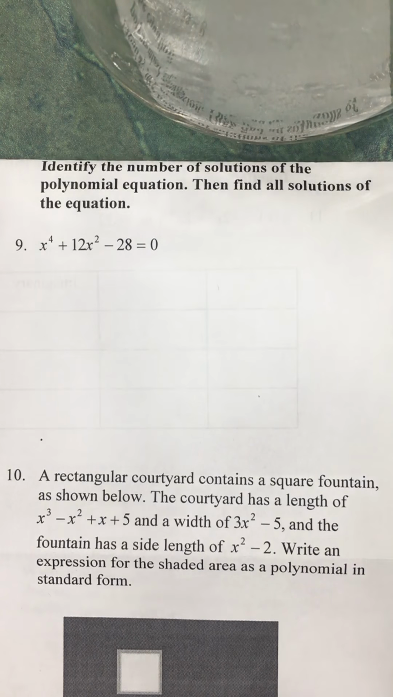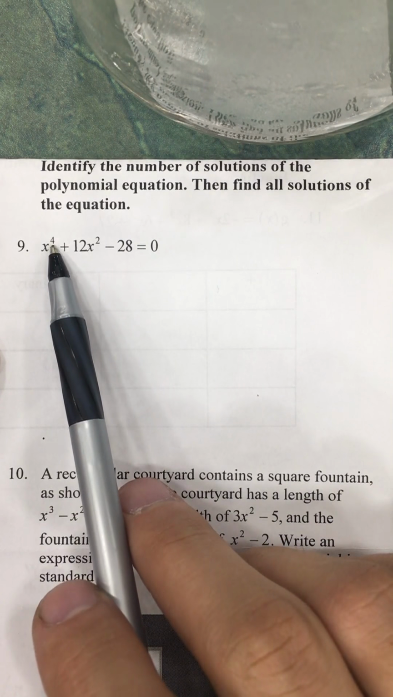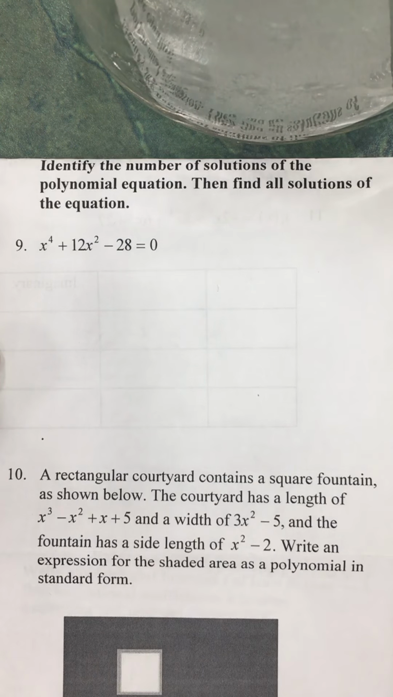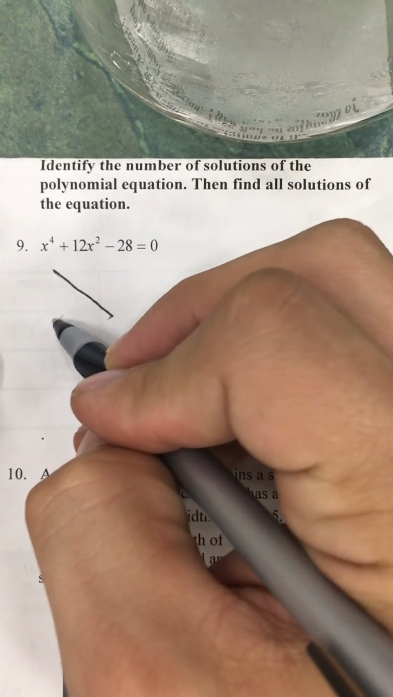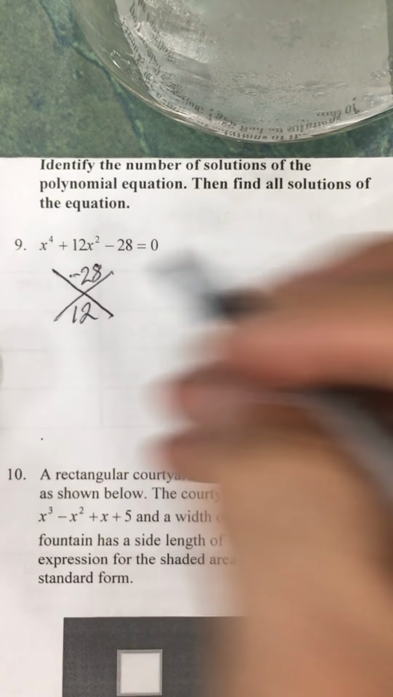Hey Jersey, this is question 9. In this one, even though we have an x to the fourth and an x squared and then just a number, we're still going to try to factor it using the big X. I'll put negative 28 on top and 12 on bottom.